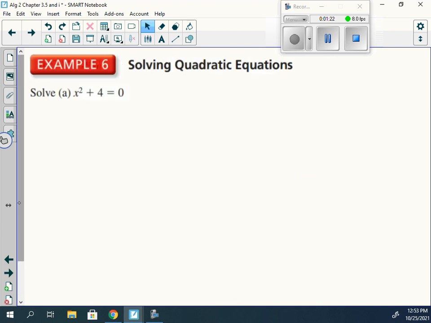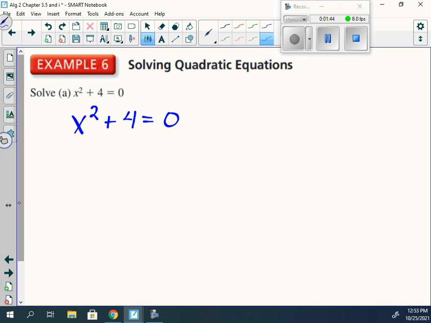Now, the main first thing we're going to look at is solving quadratic equations with complex solutions. Now, we look at this first problem here. We have x squared plus 4 is equal to 0. With this one here, we can use the square root method to solve this.